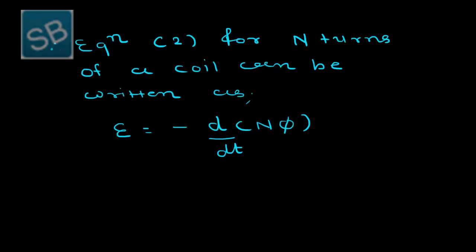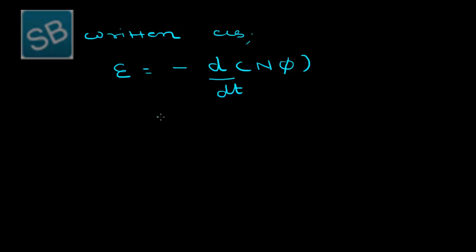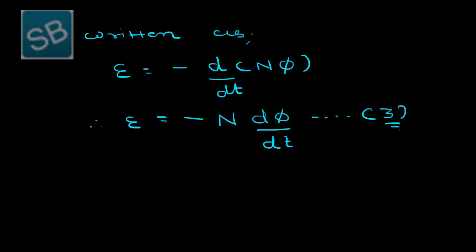Now see, here n is the number of turns of a coil, but the number of turns will not change with respect to time. So this is a constant quantity, and hence any constant quantity I can put outside the differentiation. So I can write minus n d phi by dt. And so this is my third equation, and with this Faraday's law is over now.